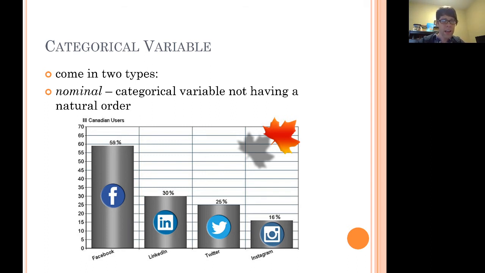There's no real inherent order in this, although I might argue that Facebook might be at the bottom and perhaps Instagram's actually at the top. But anyway, this is an old bar chart. Notice that there's no real order. At the bottom here, we just have the social media platforms, Facebook, LinkedIn, Twitter, and Instagram. It's a categorical variable without an inherent order to it, so we call it a nominal categorical variable.